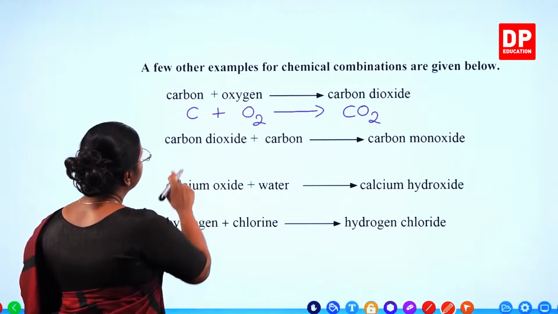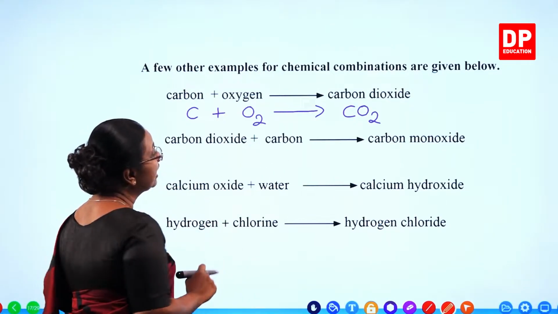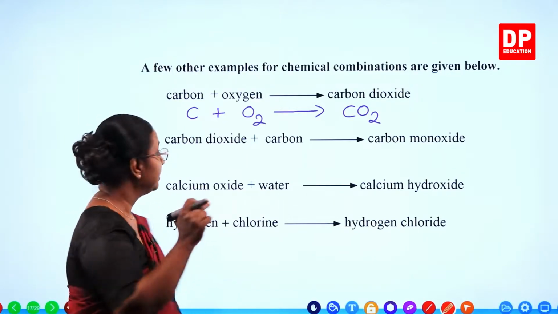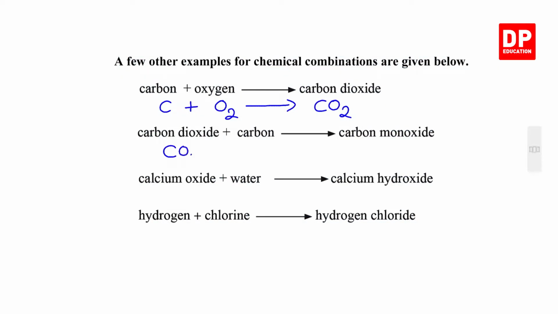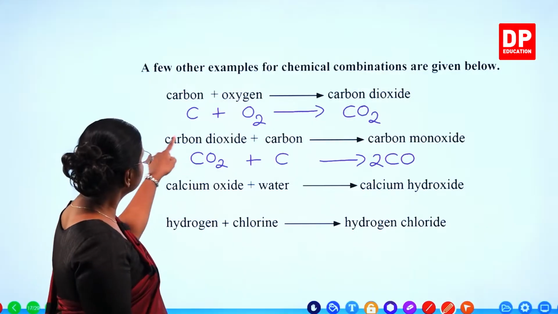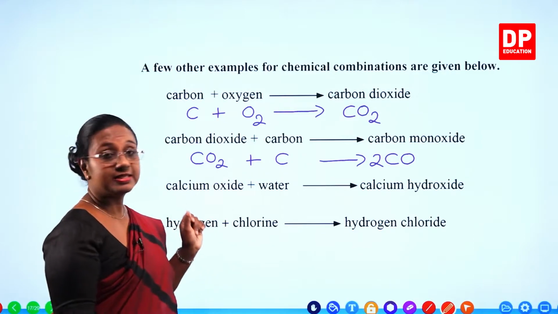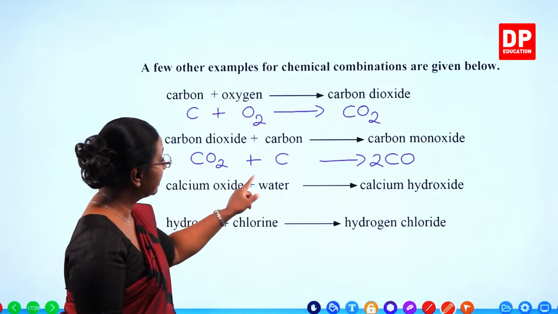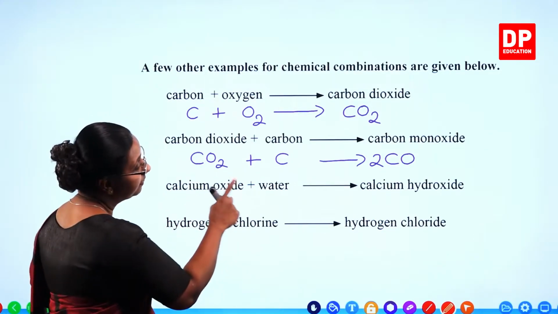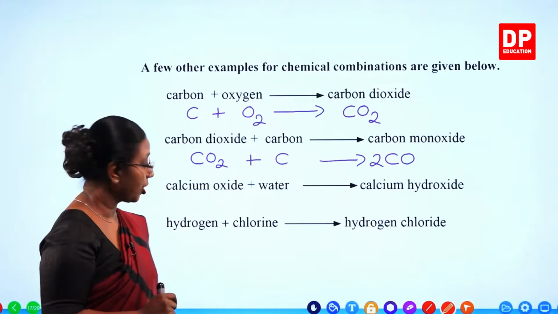In the same way, carbon dioxide is a compound and carbon is an element. A compound and an element react to form carbon monoxide. So here, students, you can see carbon dioxide is a compound, carbon is an element. A compound and an element combine to form the new product, carbon monoxide.